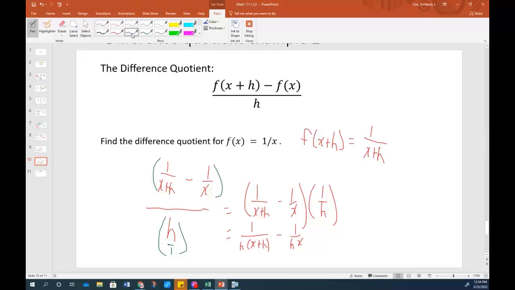So now, I have two fractions, but they don't have common denominators. I need to create common denominators. They do both have an h, but this one has an x plus h, and the second one does not. So I'm going to put an x plus h on the top and the bottom.